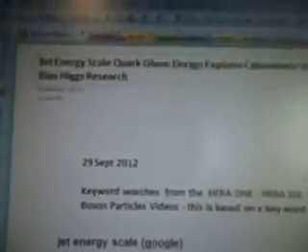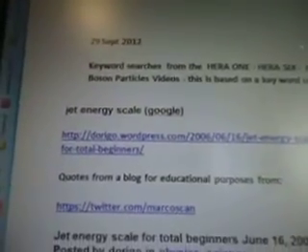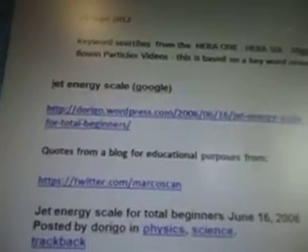Okay, so these are the Higgs videos that I'm doing right now. This is a jet energy scale. Quark Gluon Dorigo explains calorimeter with bias Higgs research, and it was done on September 29th, and today's November 15th, 2012. So the keyword search is from the HERA 1 to HERA 6 Higgs mass boson particle videos. This is based on keyword researching, so this is research that we're looking at.